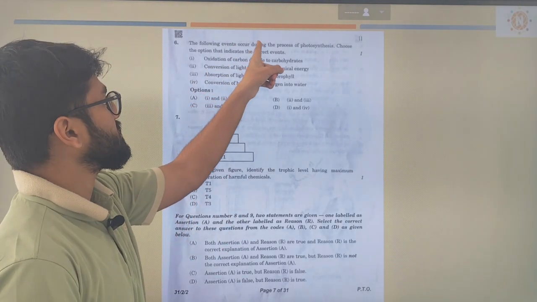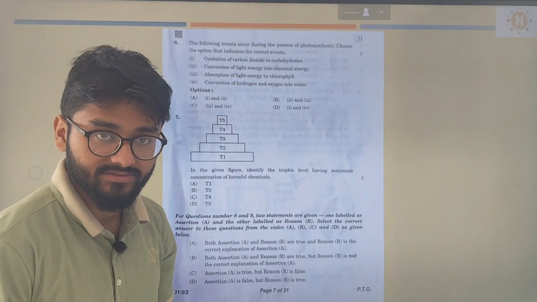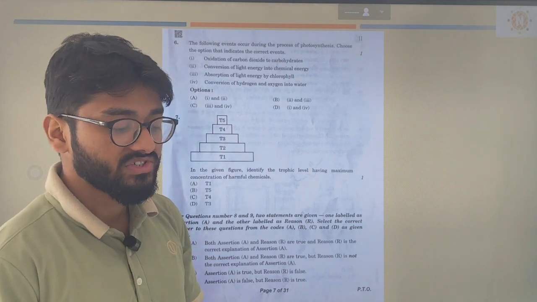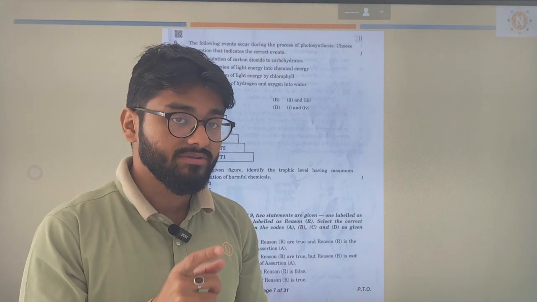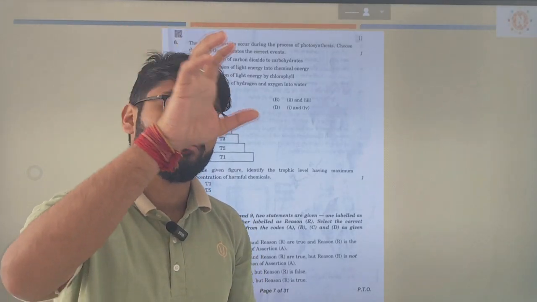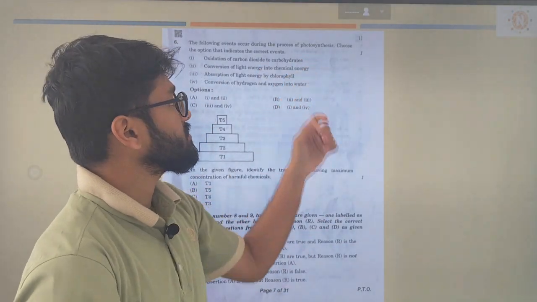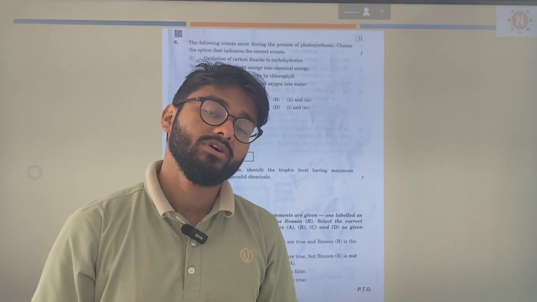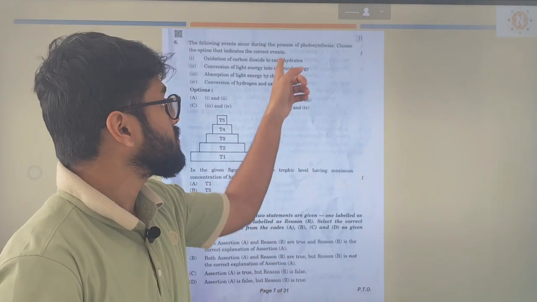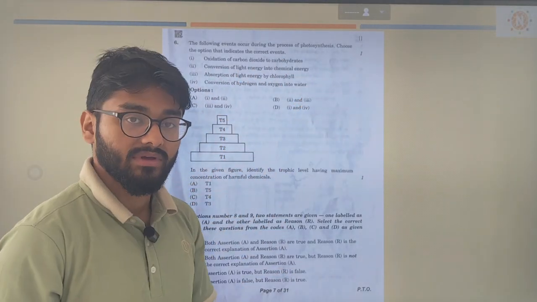The following events occur during the process of photosynthesis. Choose the option that indicates the correct events. First, oxidation of carbon dioxide to carbohydrates. Oxidation simply means the addition of an oxygen atom. If you simply add oxygen, is it going to give you carbohydrate? No, it is not. For carbohydrate you need H also, so that is through reduction of your CO2 to carbohydrate. So the first option is wrong. The second option is conversion of light energy into chemical energy. That is correct.